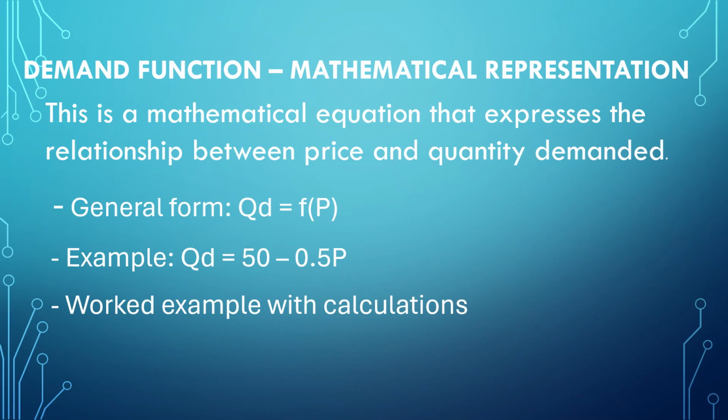Let me show you a concrete example from the screen. QD is equal to 50 minus 0.5 P. This equation tells us that quantity demanded equals 50 minus 0.5 times the price. Let's calculate some values. Worked examples with calculations.